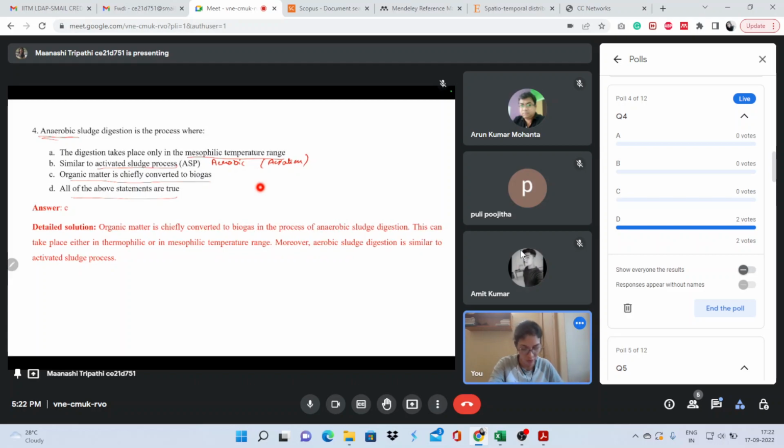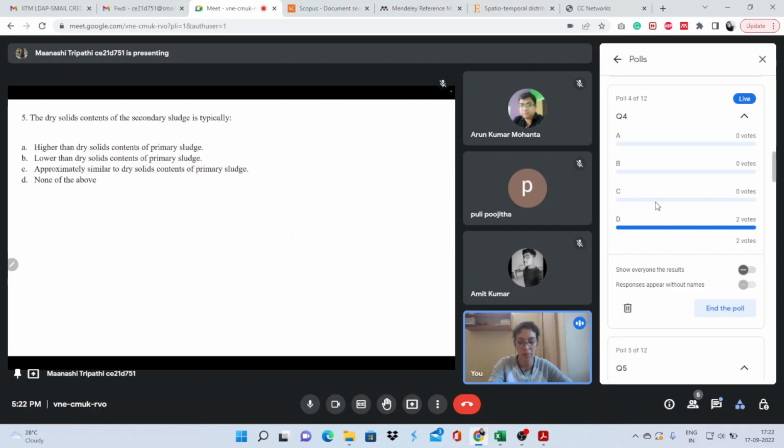Organic matter is chiefly converted to biogas. Biogas like methane, methane we get, and it happens in mesophilic as well as thermophilic temperature range. Temperature range varies for anaerobic process. Okay, mesophilic as well as thermophilic. Let's move towards the next question.